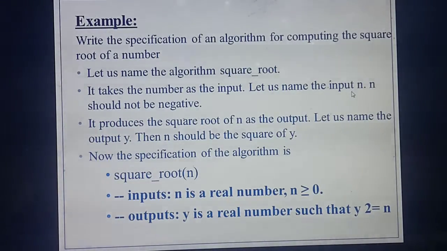Property of the input. Okay. What's the property of the input you are giving? Listen. Always, whatever number you are giving as the input, it should not be negative. So if you are giving some number, that number will not be a negative number. Normally if you are squaring any number, for example 2 square, 3 square, 4 square, normally you will choose a positive number.